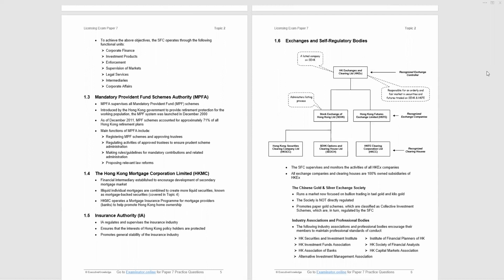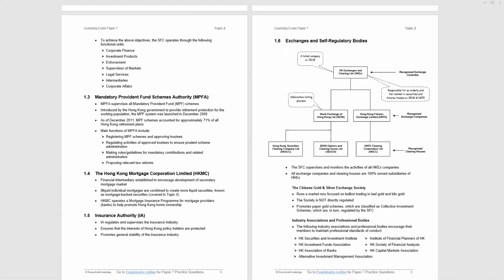Now, Section 1.6 looks at the exchanges, stock exchange, futures exchange, and self-regulatory bodies. Well, the stock exchange and futures exchange are self-regulatory bodies, and they're 100% owned by the Hong Kong Exchange and Clearing Limited. That is a listed company in Hong Kong. And further down, we see within this exchange group, we've got 3 clearing houses: the Securities Clearing House, the Options Clearing House, and the Futures Clearing Corporation. We will look into these in a lot more depth in Section 5. The SFC supervises and monitors the activities of these companies. It's very important to appreciate that the SFC does not administer the exchanges. It supervises the exchanges. We have the Chinese Gold and Silver Exchange Society, and that society promotes paper gold schemes, and those are classified as collective investment schemes, which are regulated by the SFC.